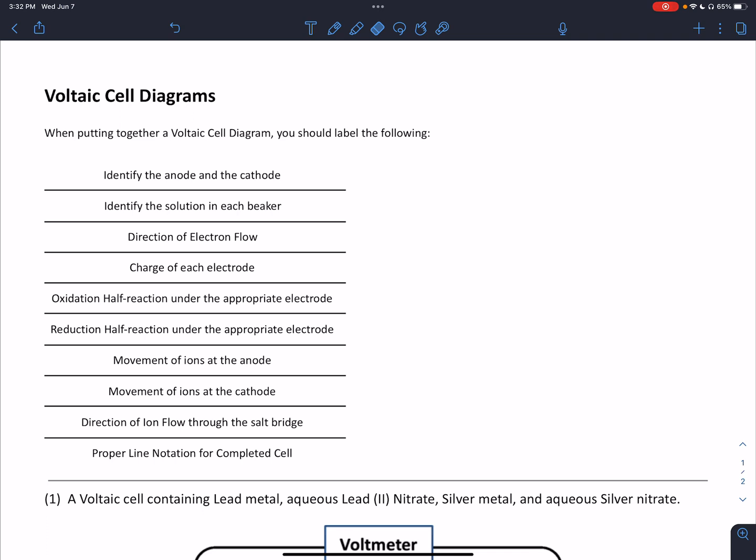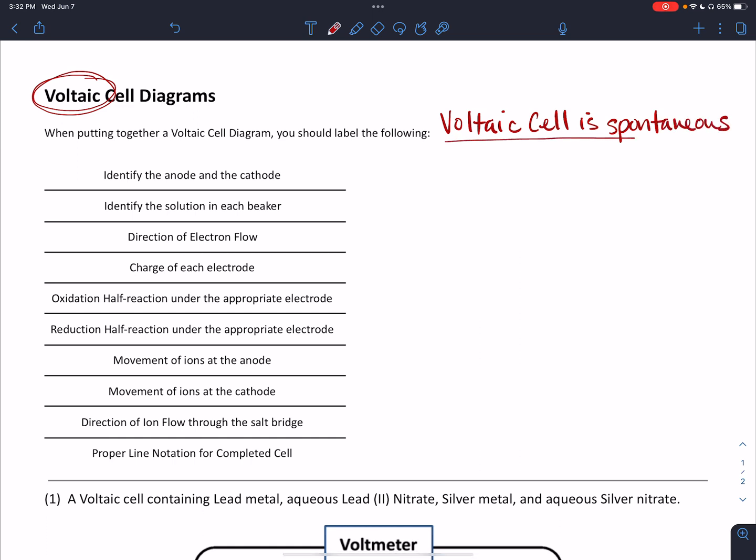Electrochemical cells come in two types. We have our voltaic cells, which we're going to be looking at here, and then we have what's called an electrolytic cell, which we'll be talking about later. A voltaic cell, also known as a galvanic cell, is spontaneous. What that means is if you put all the components in place, you don't need any extra outside energy to flow.